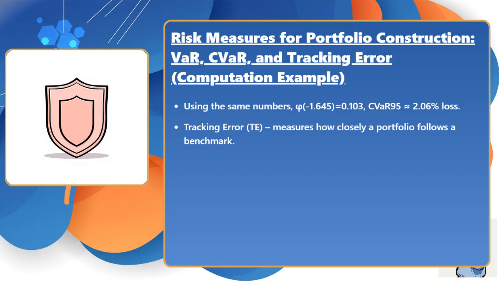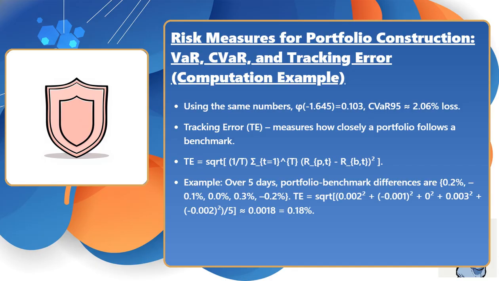Tracking error, TE, measures how closely a portfolio follows a benchmark. TE equals square root of open bracket 1 over T times sum from t equals 1 to T of open parenthesis R sub P comma t minus R sub B comma t close parenthesis squared close bracket. Example: over 5 days, portfolio benchmark differences are 0.2%, negative 0.1%, 0.0%, 0.3%, negative 0.2%.